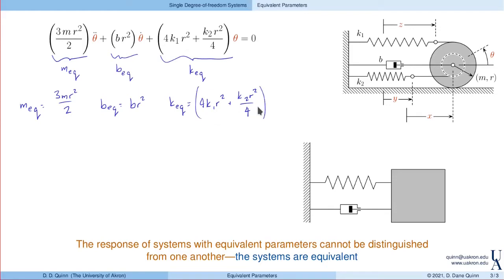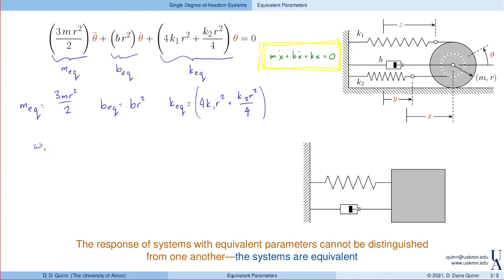So once again, by comparing the equation of motion with our equation of motion for a spring mass damper system, which I will remind you was just mx double dot plus bx dot plus kx equals 0, so that's our standard equation, then we can identify equivalent parameters. So once again, we can also identify the response parameters.